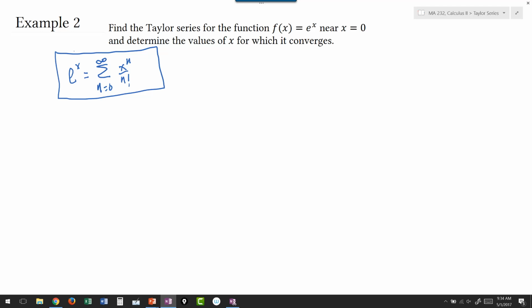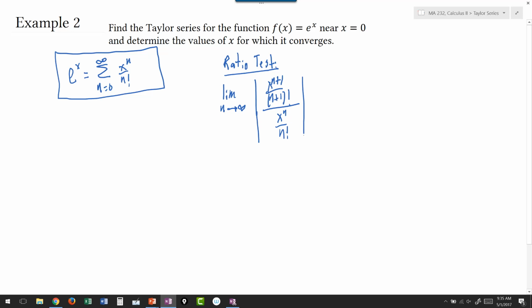The ratio test is how we determine where the series converges. That involves taking the limit as n goes to infinity of the n plus first. We'll see in this example and also in examples for functions like sine and cosine that the factorial kind of arises naturally in Taylor series. So the fact that we've been dealing with the factorial in our infinite series material wasn't an accident.